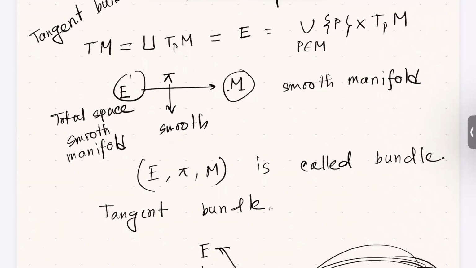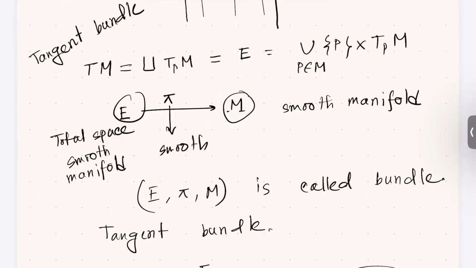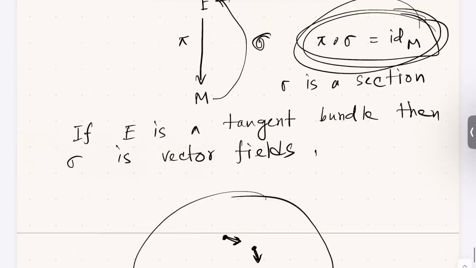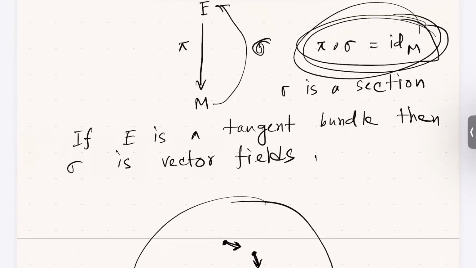So TPM is a vector space, right? And we know there is a co-vector space, or dual space, of this vector space. What if I attach TP star M instead of TPM for all the points of the manifold? In that case, sigma will be a section in the cotangent bundle, and that section is called a form, which is the differential forms. Okay, thank you very much.